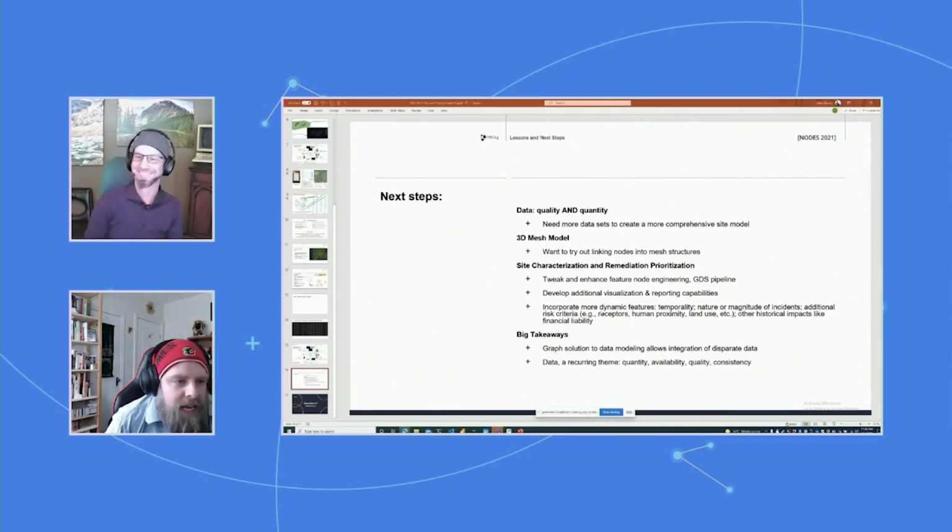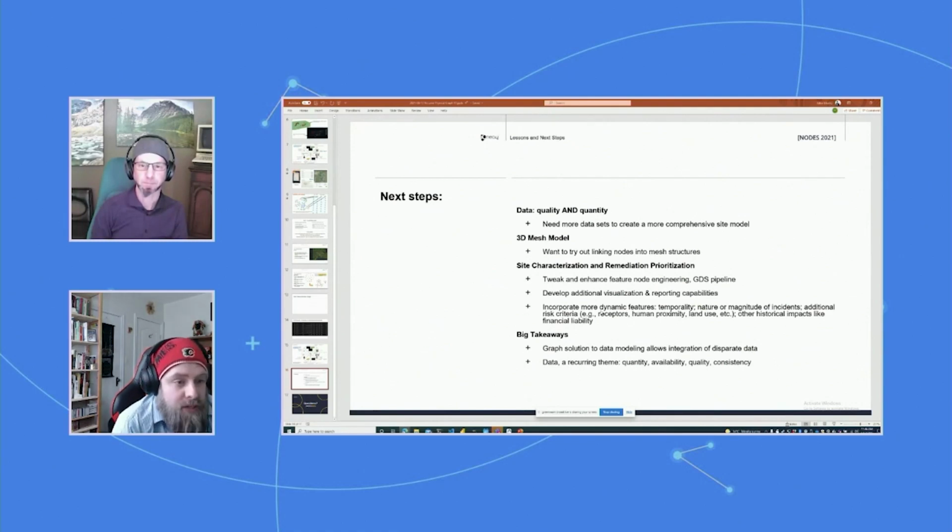Same with the 3D mesh model. We want to do a better job and put in a little more work linking a lot of the data that we have into those mesh structures, so that we're not just combining these analytic capabilities in a general sense to produce reports or prioritization lists, but linking that back to the graph, so that the graph itself is a universal platform that contains everything from those surface and subsurface knowledge elements and all the rest of it.